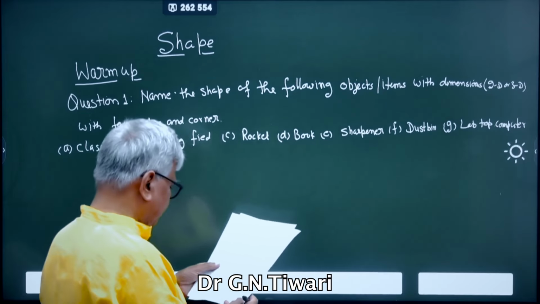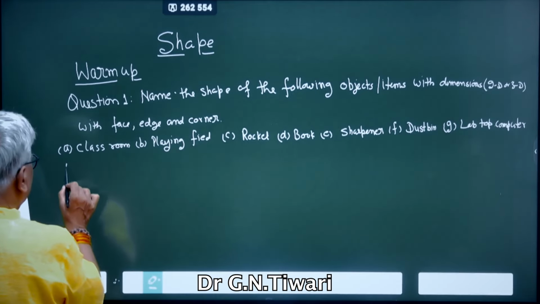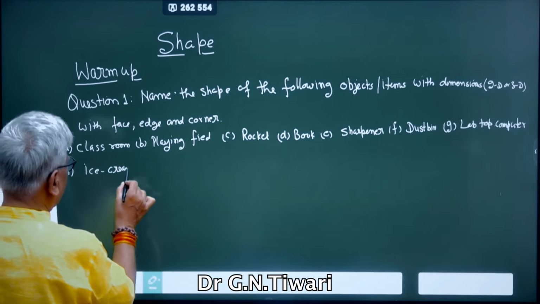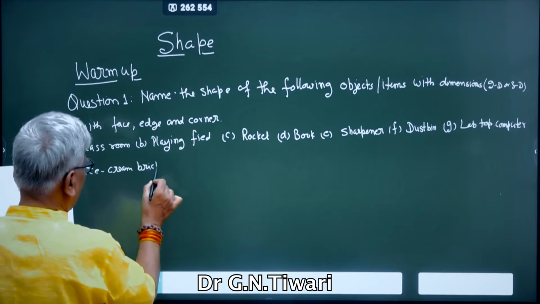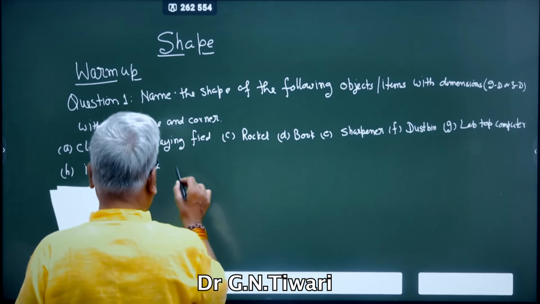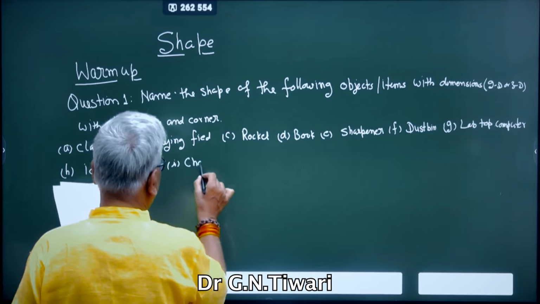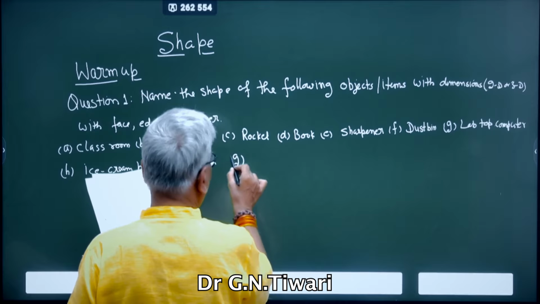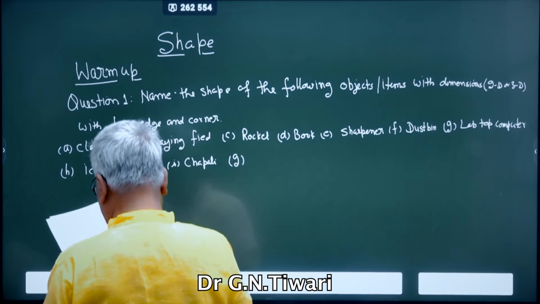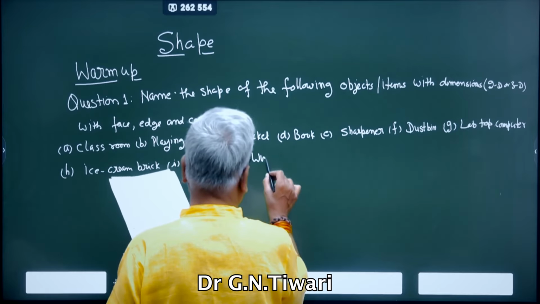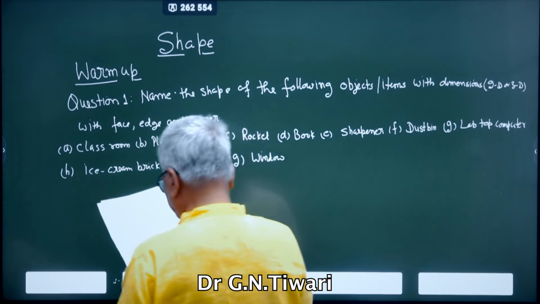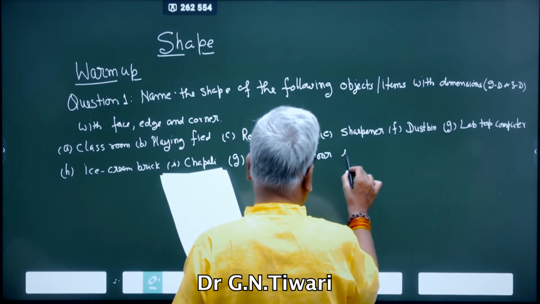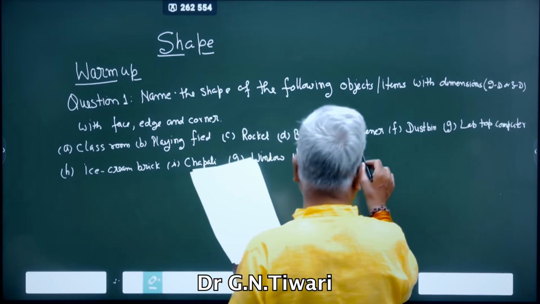So H, ice cream brick. Ice cream also comes in a big brick form. Chapati. And G, you can say anything, window. Door. I. Floor of a classroom.